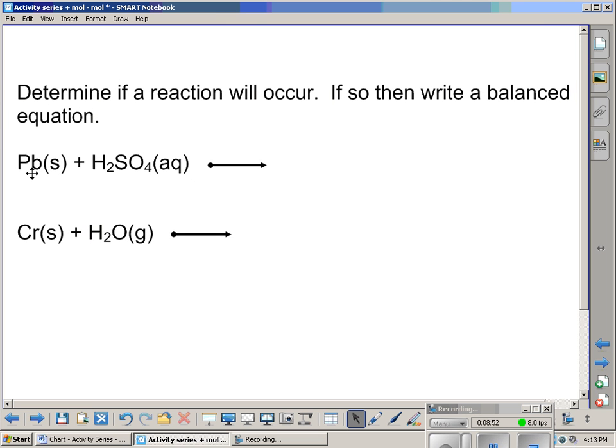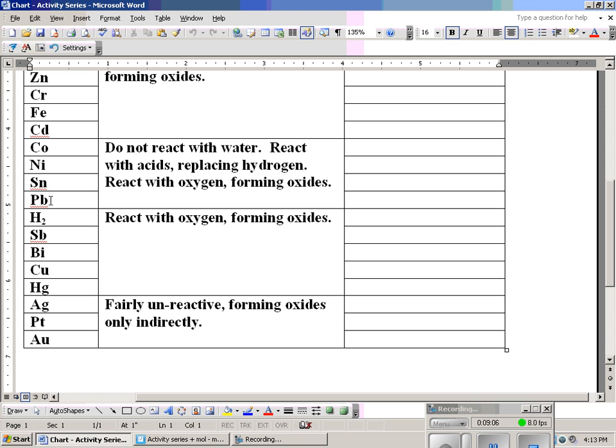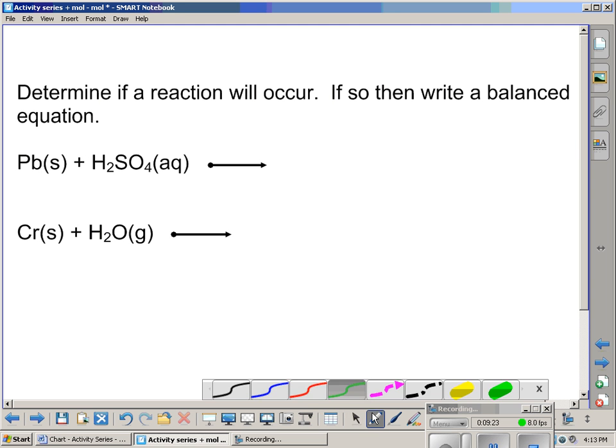Okay, so we got lead, this time combining with H2SO4, which is sulfuric acid. So let's go to our activity chart, look for lead, and see what it, oh, there's lead right there. Lead. Do not react with water, reacts with acids. Okay, we're talking about sulfuric acid, so the lead is going to replace the hydrogen. So let's go back and make that happen. So this lead is going to be put where this hydrogen is. Okay, so what we're going to end up with is Pb for our lead. It's going to replace the hydrogen.